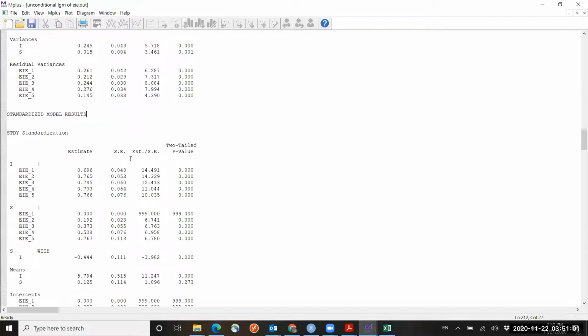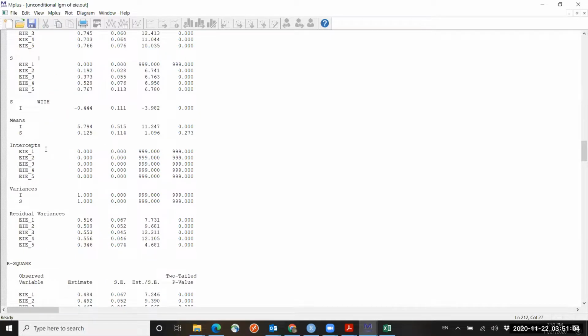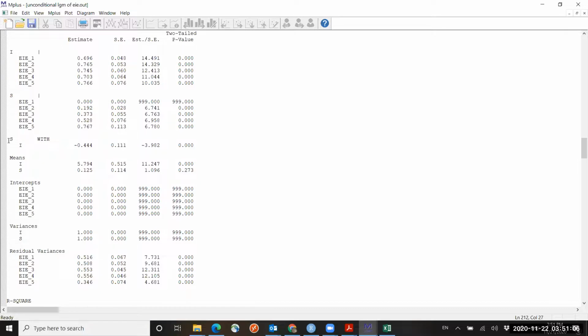Okay, now the standardized solution. For the standardized solution here, the only part that is interesting to us is the correlation between intercept and slope, which is negative, minus 0.444. That's very common. It's saying that individuals that start lower in ethnic identity exploration grow faster, and individuals that start higher grow slower. You see that in the educational data too. It's very common to have this negative relationship.